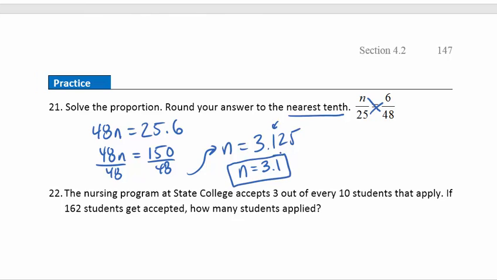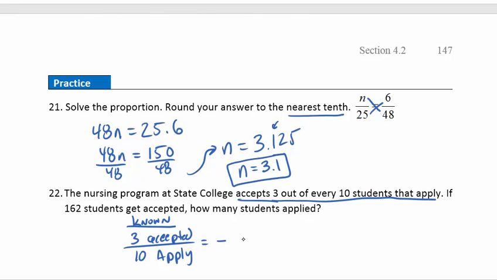All right, practice question 22. The nursing program at State College accepts 3 out of every 10 students that apply. If 162 students get accepted, how many students apply? Okay, a lot of information here. Let's first look for our given or known ratio, because that is going to help us set this up. Notice 3 out of 10 get accepted. So 3 accepted out of 10 that apply.